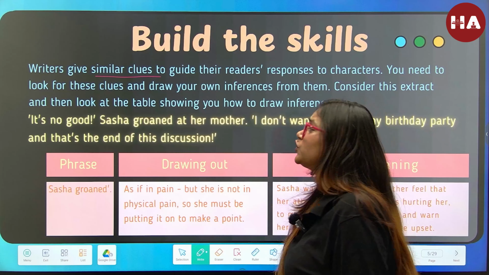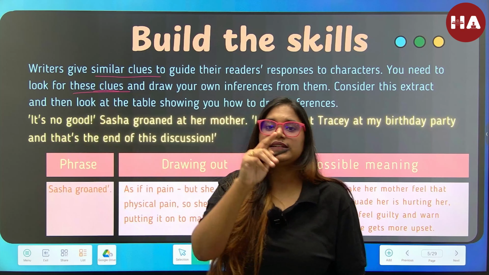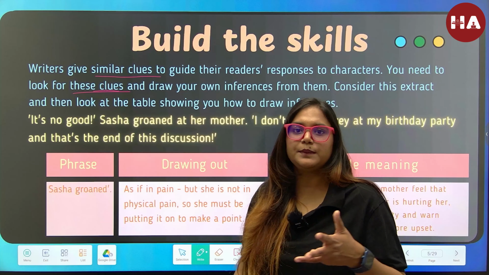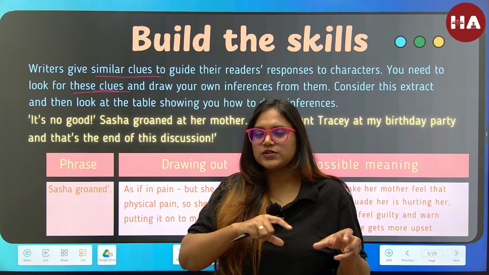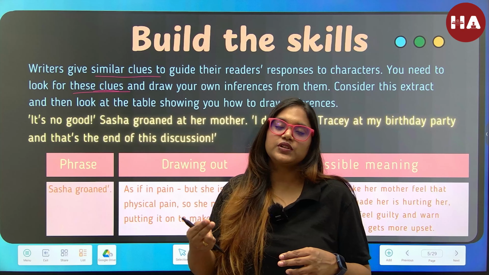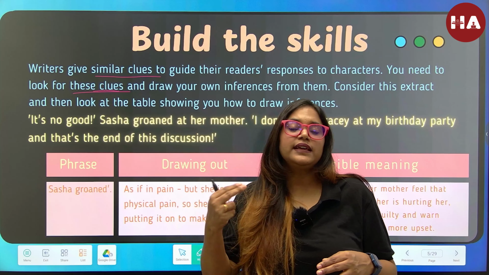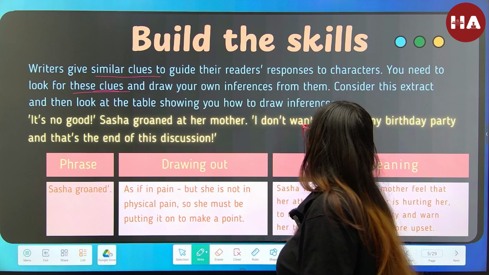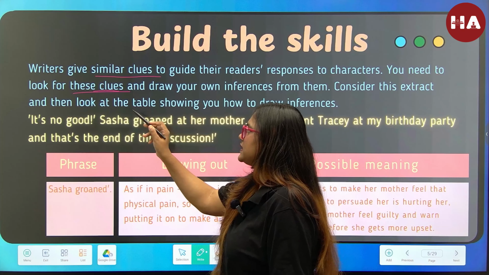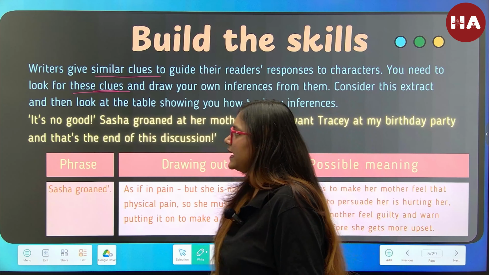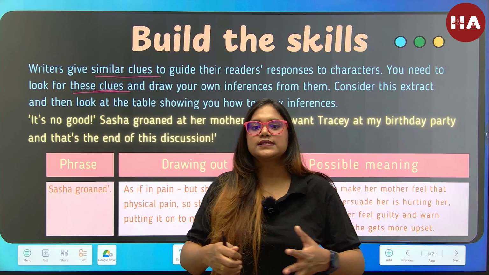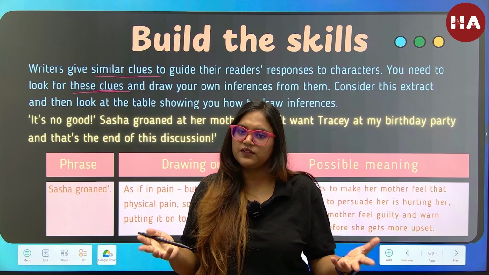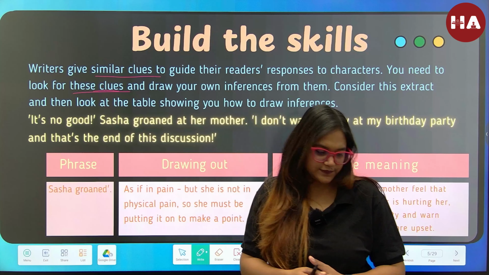So you have to look for those clues in the text which make you feel that this is what the writer wanted to say, because you will understand the meaning, and you have to look for those words and phrases that led you to that understanding. So you can draw your own inferences with those clues. Consider this extract and then look at the table showing you how to draw inferences. Let's see this one example. Before we discuss, I would like you to stop the video and read this example by yourself, and then we shall discuss and do some questions also.